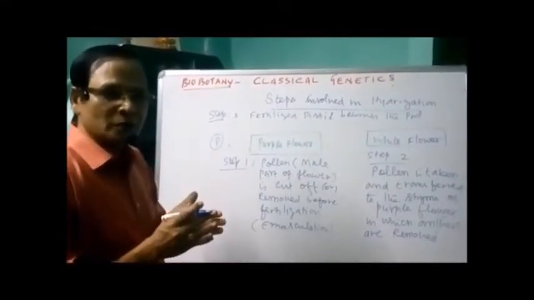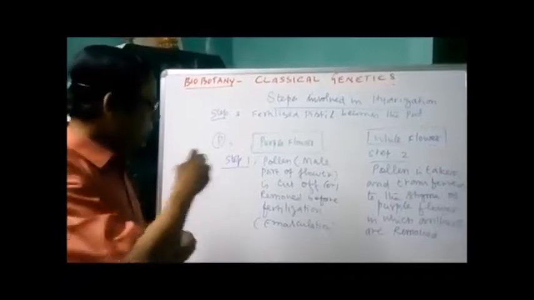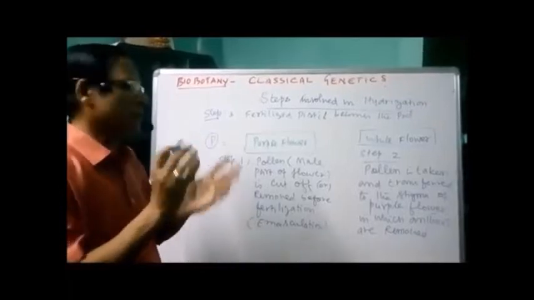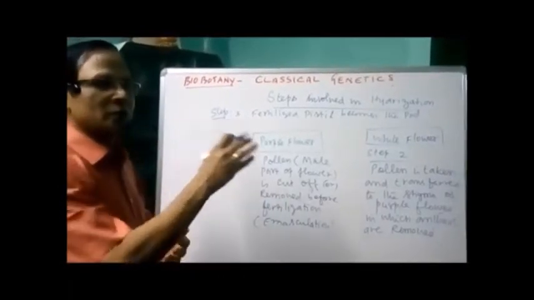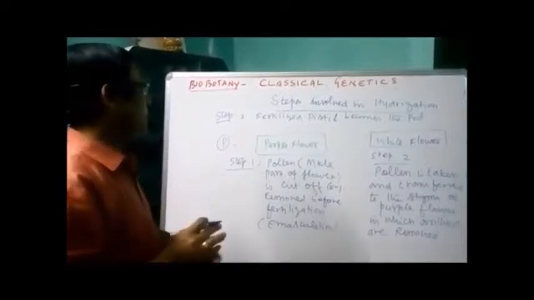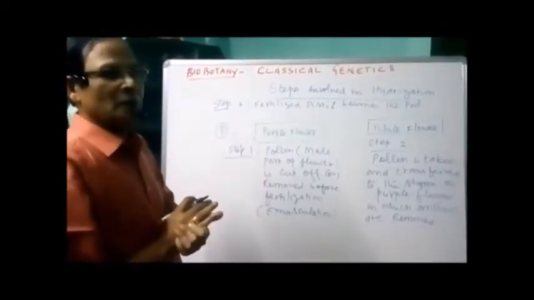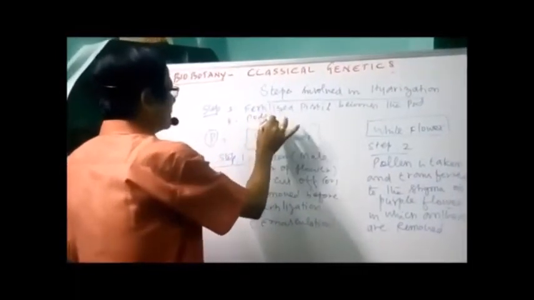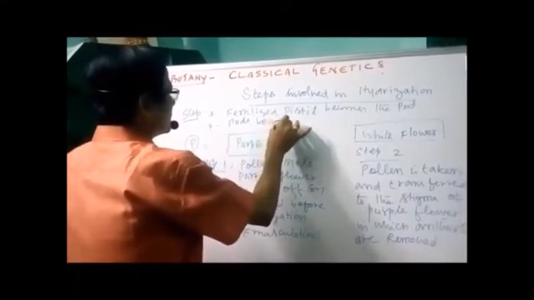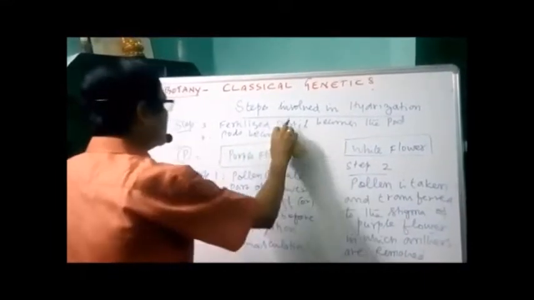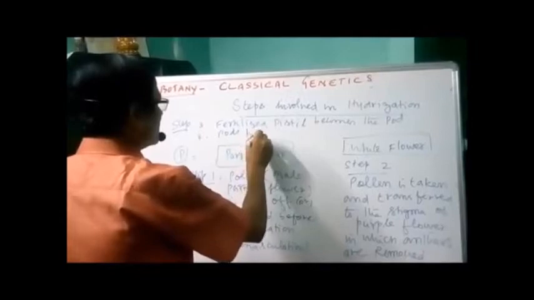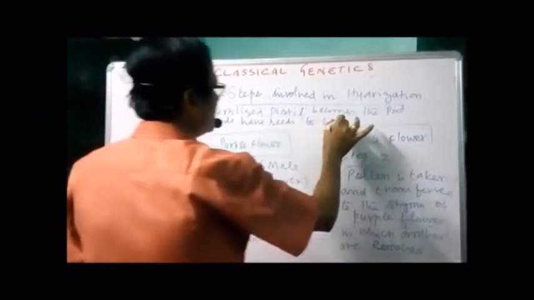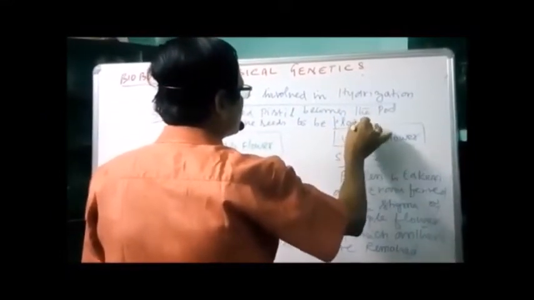In order to prevent cross-pollination from some other flowers, he covered the stigma of the flower with a plastic covering, so that no pollen grain could reach the stigma from any other flower. Now the fertilized pistil becomes a pod, and the pods have the seeds. Step number 4: pods have seeds, ready to be planted.